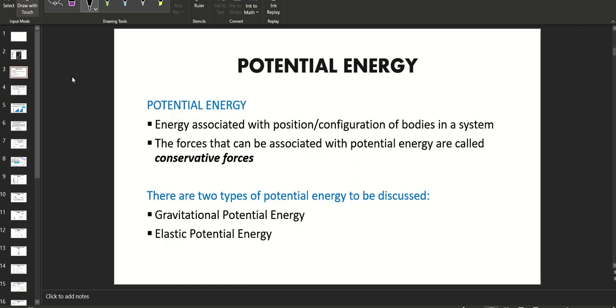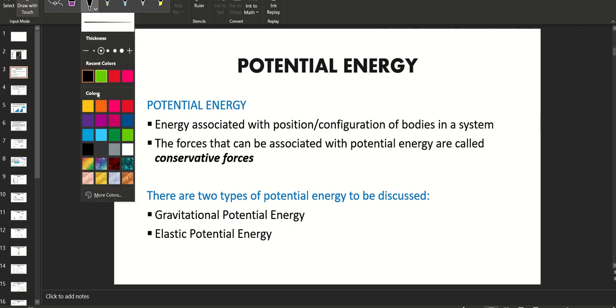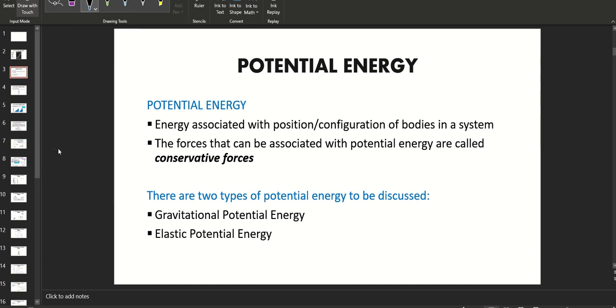So potential energy is the energy associated with the position or configuration of bodies in the system. The key word here is position. Potential energy depends on the position or configuration of the bodies in the system. The forces that can be associated with potential energy are called conservative forces.